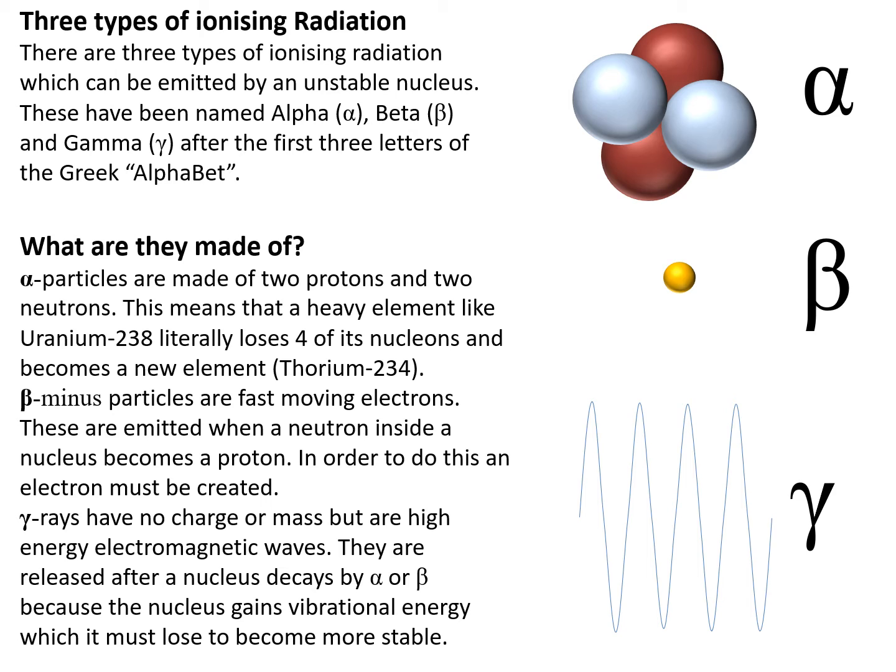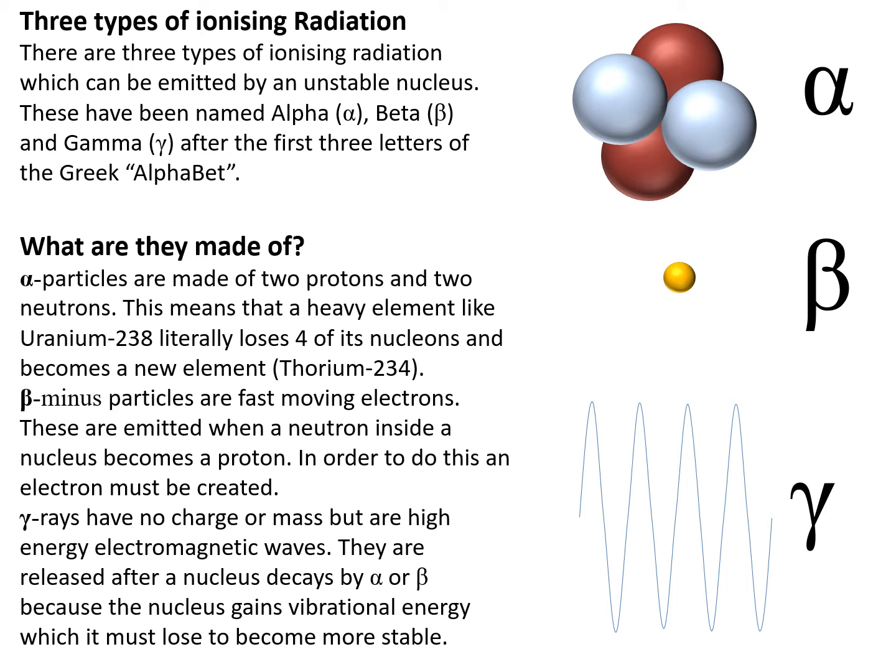Next, we have beta minus particles. These are fast-moving electrons from the nucleus of an atom. These are emitted when a neutron inside a nucleus becomes a proton. In order to do this, an electron must be created. Because of a law of the universe called conservation of charge, you can't just create a positive charge out of nowhere. If something becomes positively charged, something else must become negatively charged. And so a beta particle spontaneously comes into existence when a neutron becomes a proton.